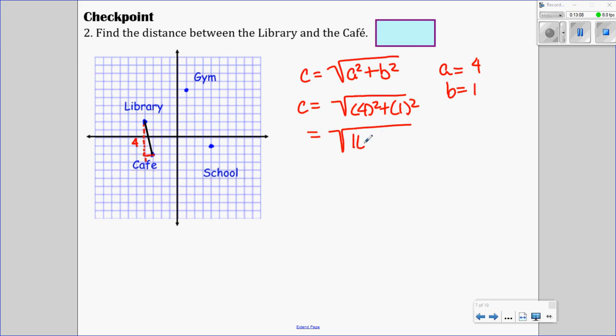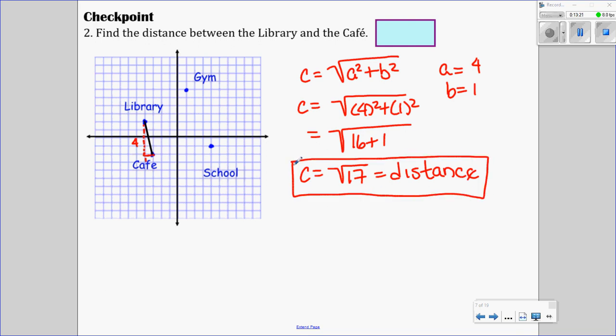This is 16 plus 1. C equals square root of 17, which equals our distance. Since 17 is a prime number, we can't break it down. Just leave it as is.